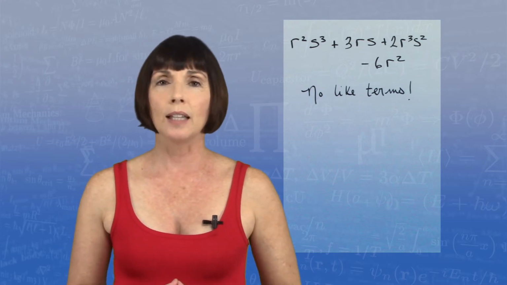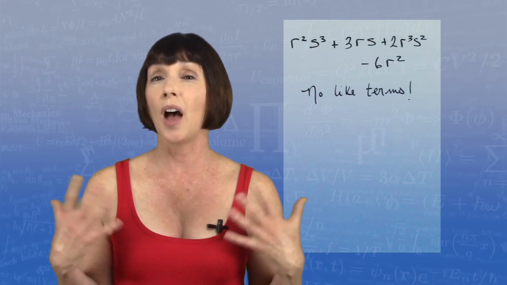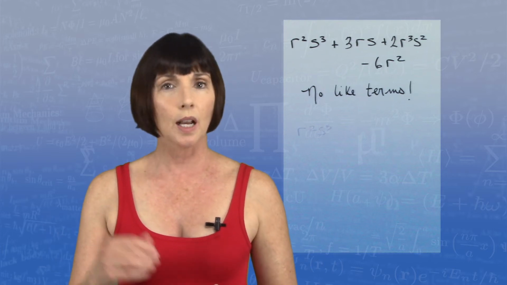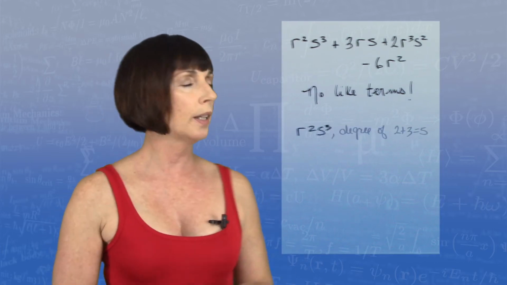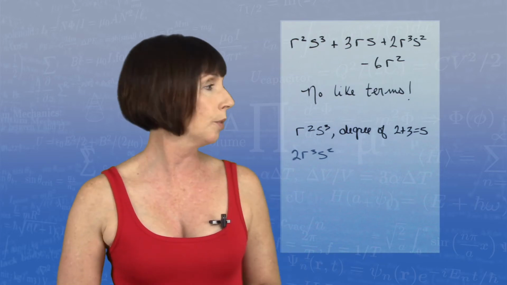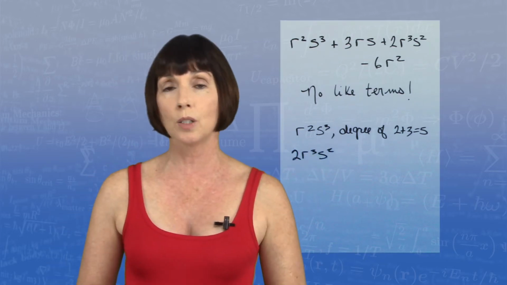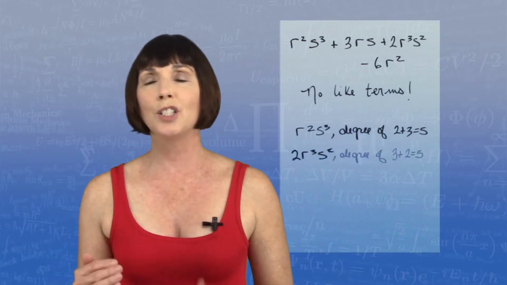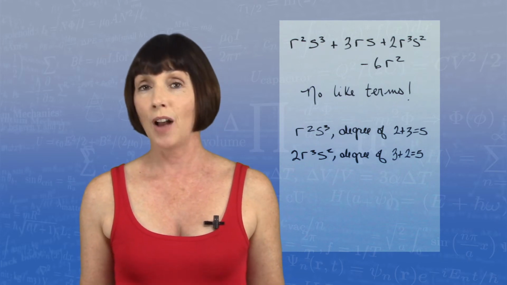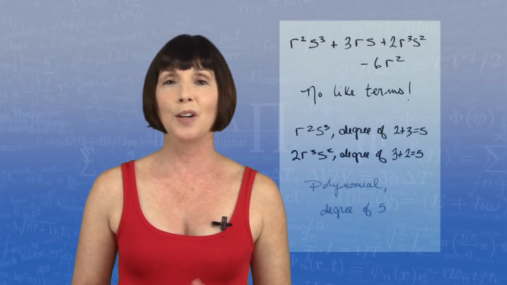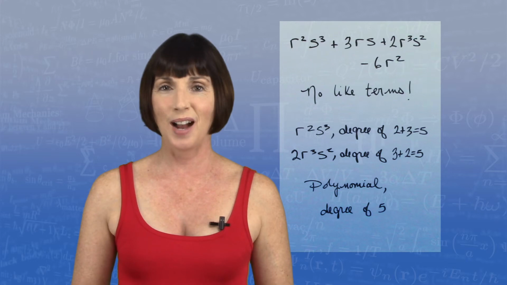In order to do that, look for the terms that have the highest exponents. We've got a couple of those. We've got r squared s cubed, and then we've got a term that's 2r cubed s squared. The degree of each of those terms is 5, and therefore the degree of our polynomial is also 5. With a little bit of practice, combining like terms and finding the degree of a polynomial isn't too bad, so keep at it.